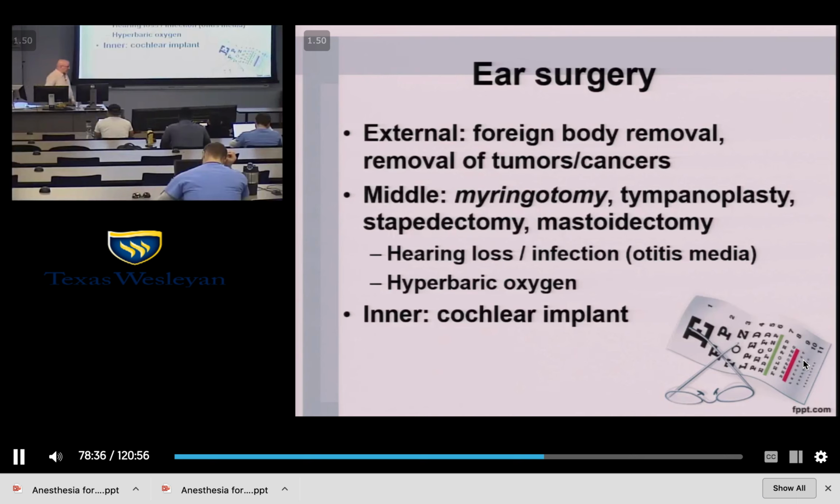And my older brother had a cochlear implant done. I wear hearing aids, but my older brother's almost deaf. So just be aware that it can happen.